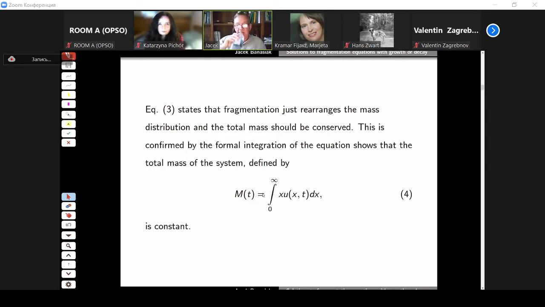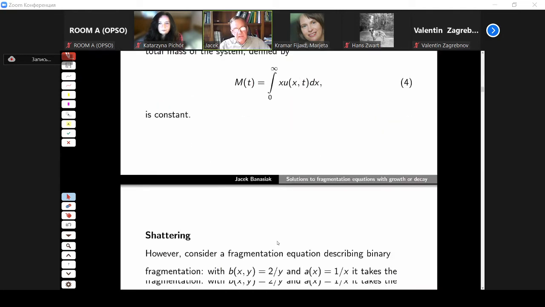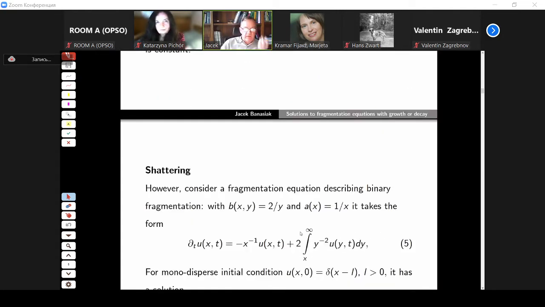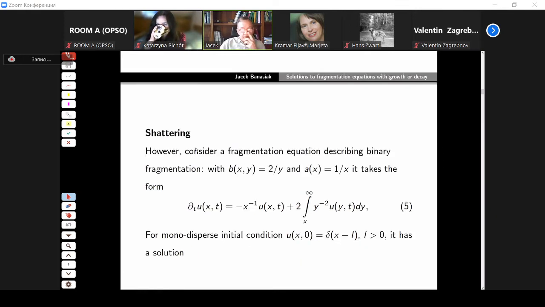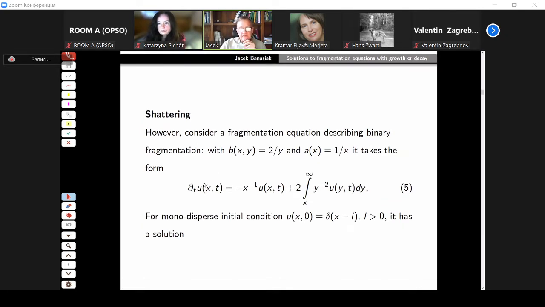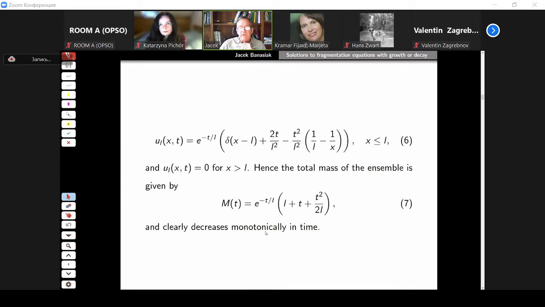If you formally integrate the equation, indeed you will find that the total mass of the system defined by this integral is constant. However, despite apparent simplicity, this fragmentation equation, even in the linear case, presents a lot of challenges. Namely, we have something which is called phase transitions. In the fragmentation context, it's called shattering, and you can find, just going quickly through these examples, rate coefficients which produce a solution in which the mass is constantly decreasing. So the mass is leaking from the system.